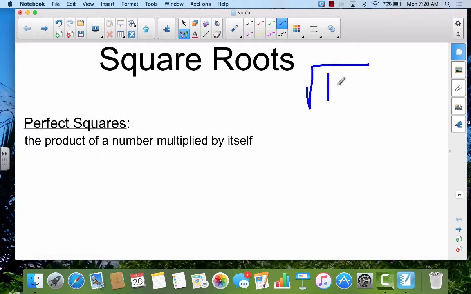And when we're talking about square roots, you're going to see that there's always a number inside this little symbol. So I can put, for example, 16 here. And this question would be asking me, what's the square root of 16? And that's basically asking, what number times itself gets me 16? So if I think about it, 2 times 2 would only get me 4. 3 times 3 would get me 9. 4 times 4 gets me 16. So I can say that the square root of 16 is 4.